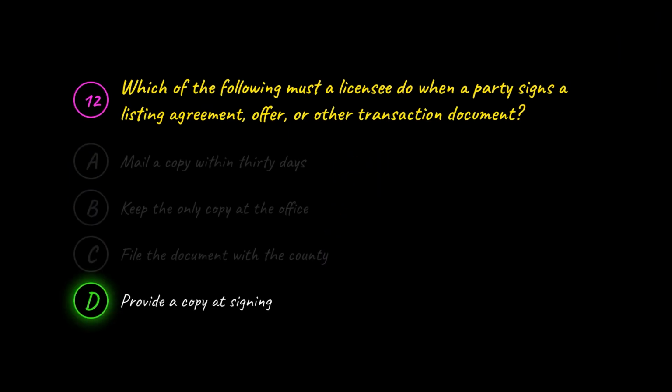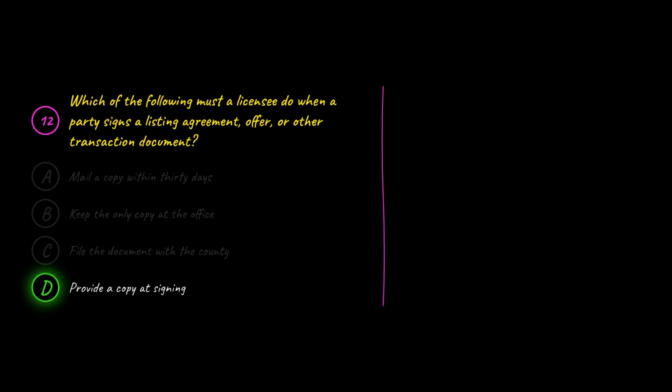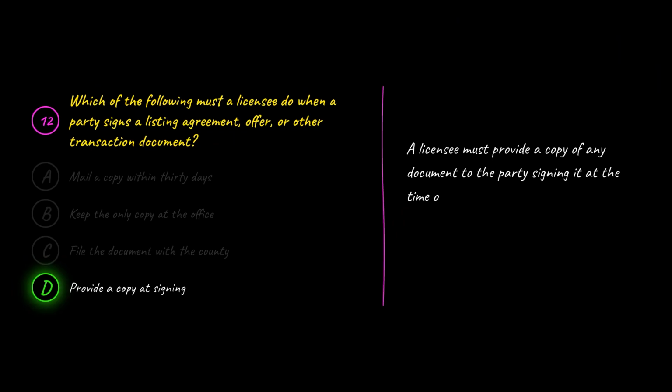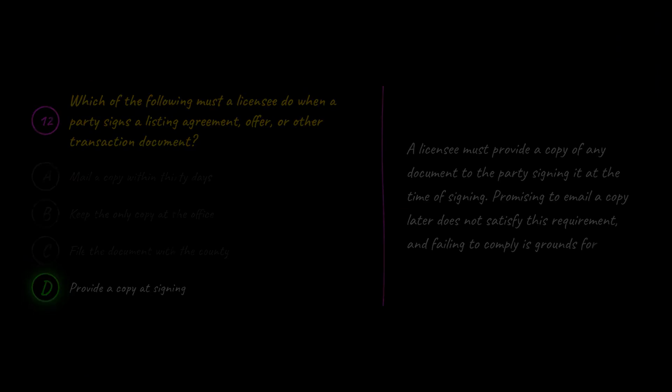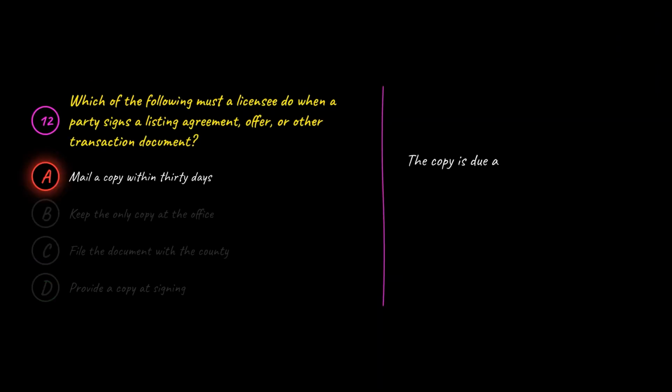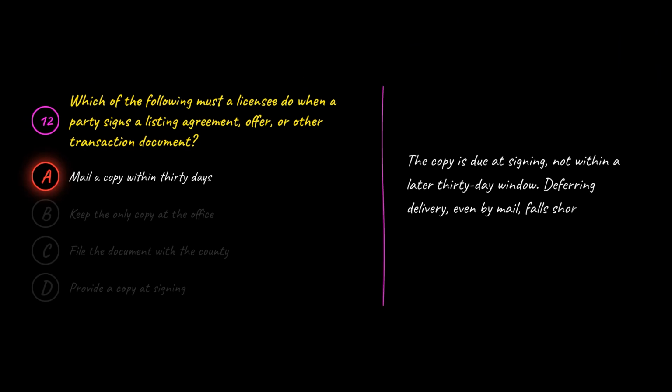The correct answer is D. Provide a copy at signing. D is correct because a licensee must provide a copy of any document to the party signing it at the time of signing. Promising to email a copy later does not satisfy this requirement, and failing to comply is grounds for discipline. A is wrong because the copy is due at signing, not within a later 30-day window. Deferring delivery, even by mail, falls short of the immediate copy the rule requires.